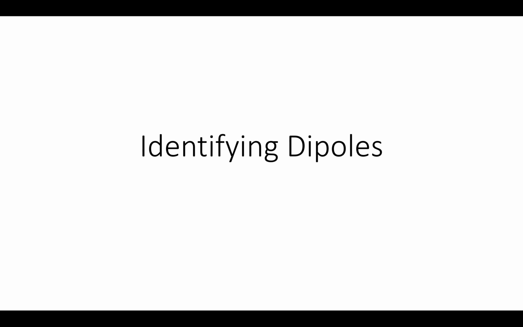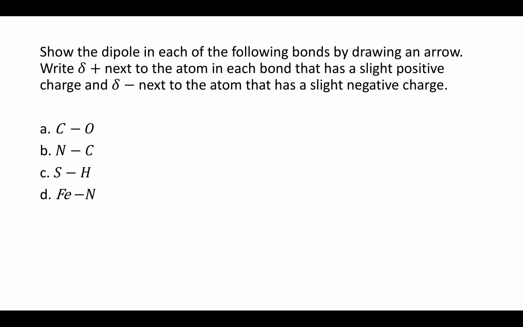Here's some help with identifying dipoles. The question says, show the dipole in each of the following bonds by drawing an arrow. Write delta, that little squiggly looking D is the lowercase Greek letter delta. Write delta positive next to the atom in each bond that has a slight positive charge, and delta minus next to the atom that has a slight negative charge.